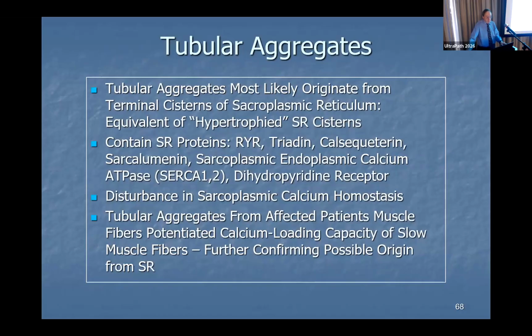So the tubular aggregates most likely originate from the sarcoplasmic reticulum. This is evidenced by the fact that you have what looks like hypertrophy of SR cisterns. And it's also been proven that these tubular aggregates actually contain the proteins that are associated with the sarcoplasmic reticulum, as listed here. And the major concern is a disturbance of calcium homeostasis that occurs with tubular aggregate myopathy.